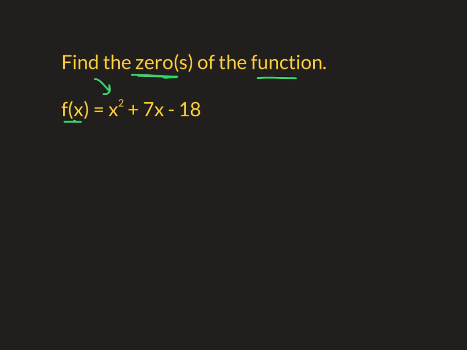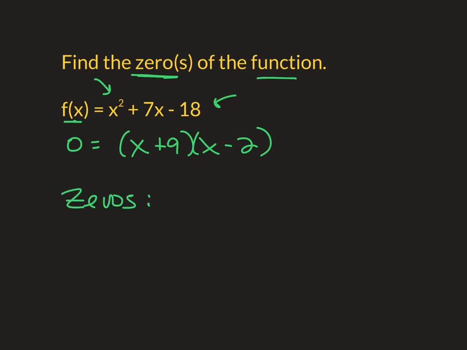So to find the zeros, I'm actually going to make this side equal 0 just like we did, because that's what makes it 0. Well, let's take this side over here and factor it. I need factors of negative 18 that would give me positive 7. So I'm thinking, okay, that's plus 9 and minus 2. So what are my two zeros? My zeros are going to be whatever makes the parentheses 0. Negative 9, positive 2. Guys, that's it.